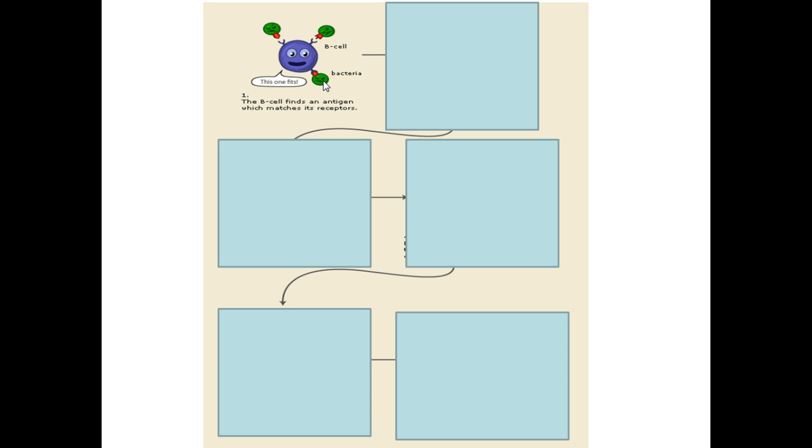Okay, so that's the first step. The very first time a B cell sees antigen, it binds to it. Is that the end of the story? No. What's going to happen next? So we have this one B cell all by itself, recognizing antigen. Can anyone tell me what's going to happen next? We're going to select just one B cell. Is he going to have to do all the work all by himself?